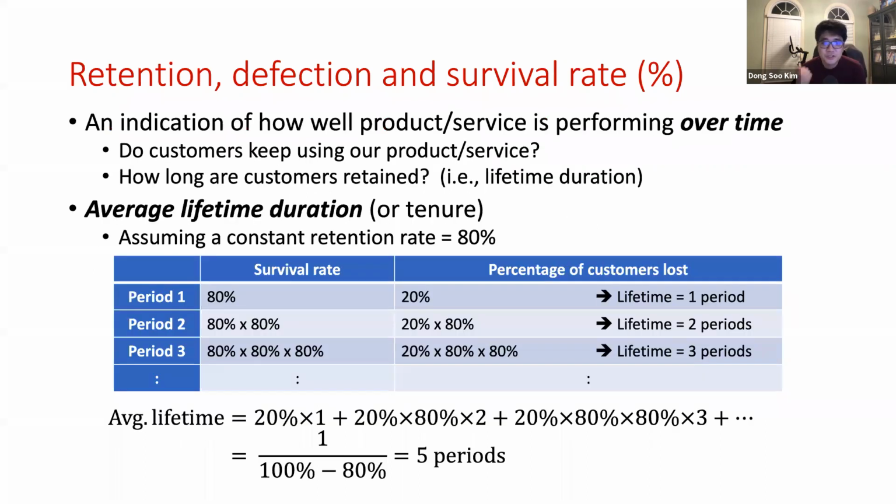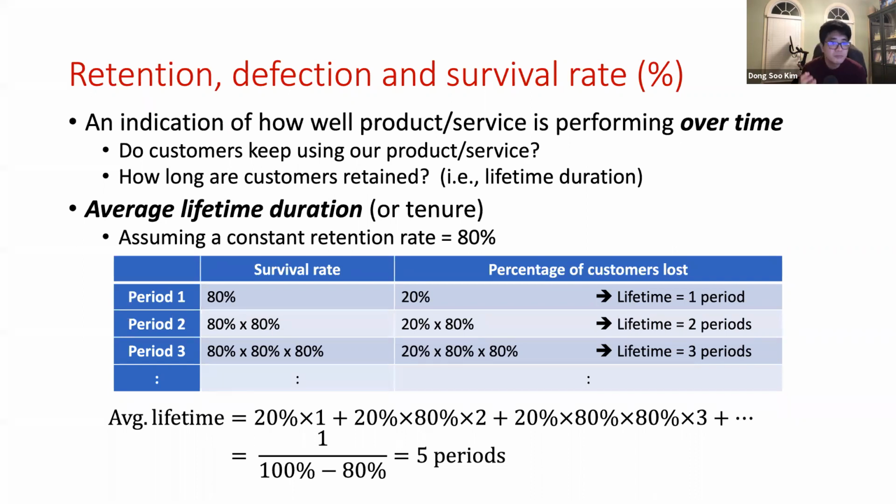Retention, defection, and survival rate indicate how well the offered product and/or service is performing over time. If the gym program was really good, most of the members would keep using the gym over time. However, only 20% or 25% of members remain during a quarter, implying that the quality of the new gym's program is not that good.